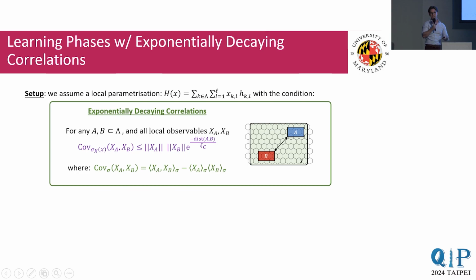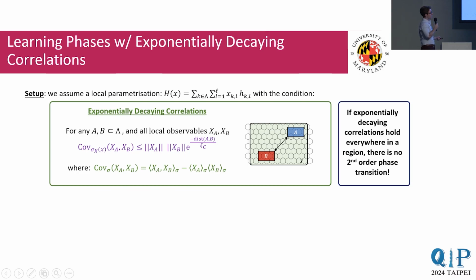is related to this phase condition, or the fact that we're drawing our samples from the same phase of matter. We know that if we have exponentially decaying correlations everywhere, then we're guaranteed not to have a second order phase transition anywhere in this region. So this is really enforcing the condition that there are no phase transitions in this parameter space.